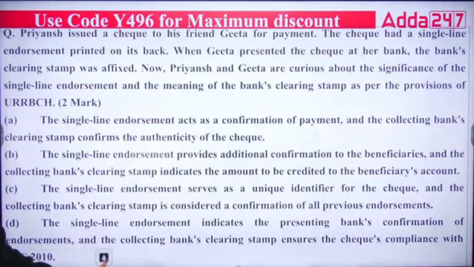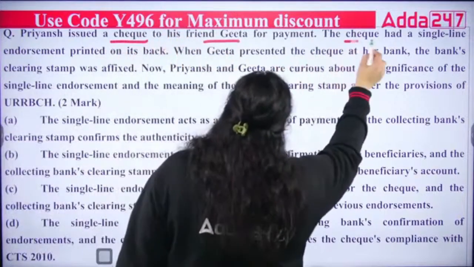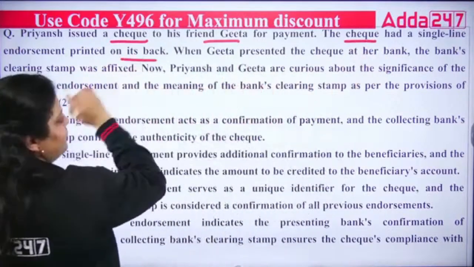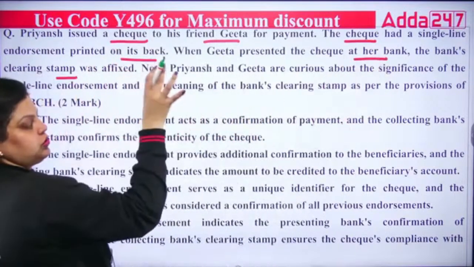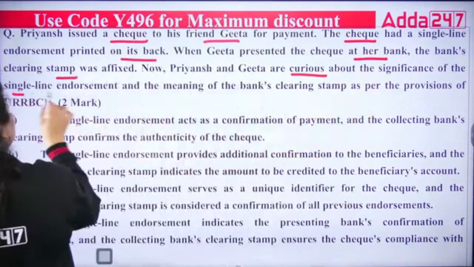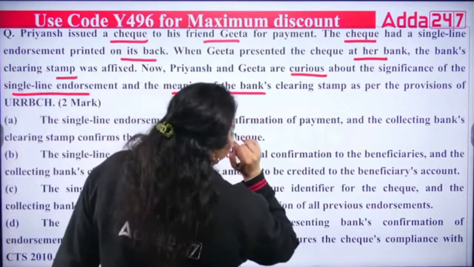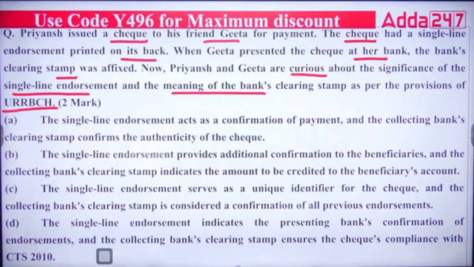It's a kind of lengthy question, but let's read it. It is saying, Priyansh issued a check to his friend Geeta for the payment. Now, the check had a single line endorsement printed on its back. When Geeta presented the check at her bank, the bank's clearing stamp was affixed. And now Priyansh and Geeta are curious about the significance of the single line endorsement and the meaning of the bank's clearing stamp as per the provision of URRBCH. Now you have to answer what is the actual situation of this single line endorsement here.